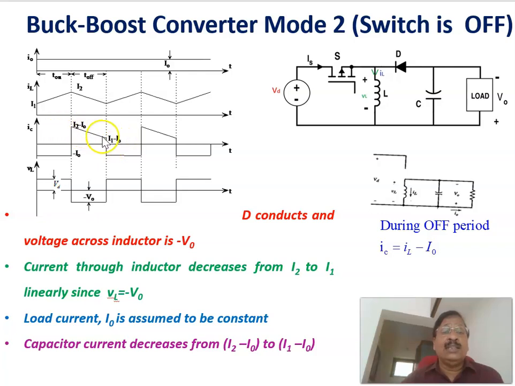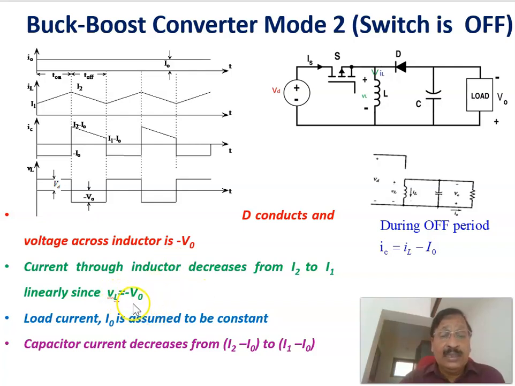Therefore, this is the current through the capacitor when the switch is off, and this is the voltage across the inductor, which is equal to minus V0, and this is the current through the inductor, which is changing from I2 to I1, and this is the load current, which is assumed to be constant. Therefore, the voltage across the inductor is equal to minus V0, D conducts, and the current through the inductor decreases from I2 to I1 linearly.